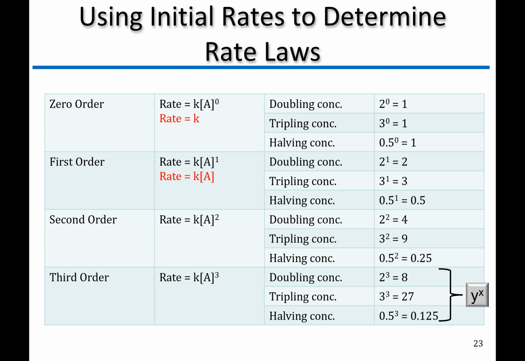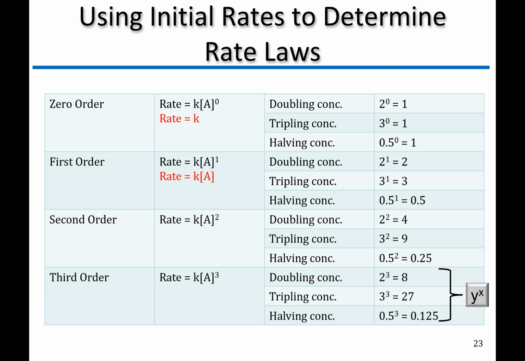If I have a 1st order reaction, my rate will be equal to K times the concentration of A to the 1st power. Meaning, whatever I do to the concentration of A, so if I double it, triple it, essentially I'm multiplying by that same value, by that same factor. Okay, and then 2nd order, 3rd order, obviously they're just squared or cubed.